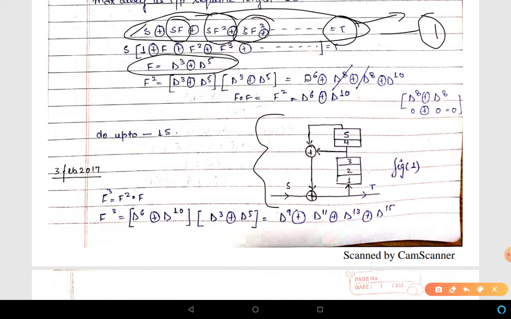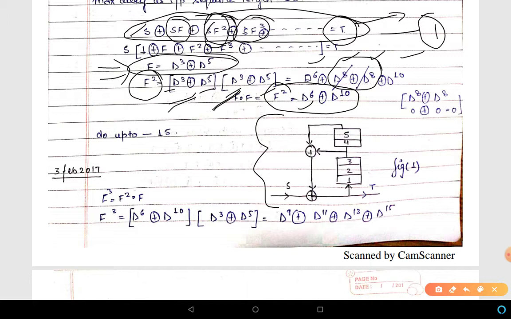Now f is given to us, so we will calculate f square as given here. f square is f into f, where f is d cube and d5. When we multiply these two, we get d6, d8, d8 and d10. d8 and d8 would be 0 because of modular 2 addition. So what we get out of f square is d6 modular 2 added with d10.